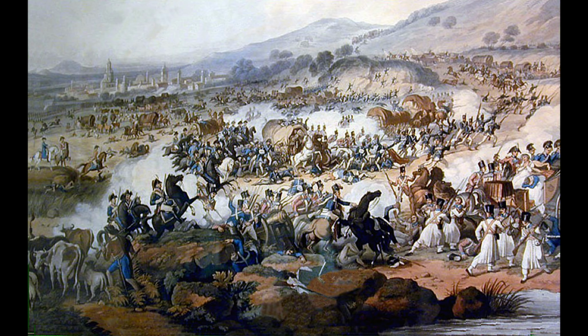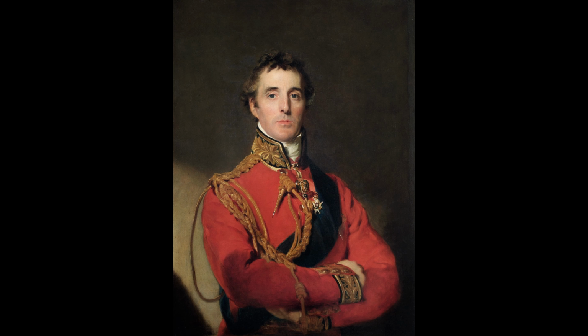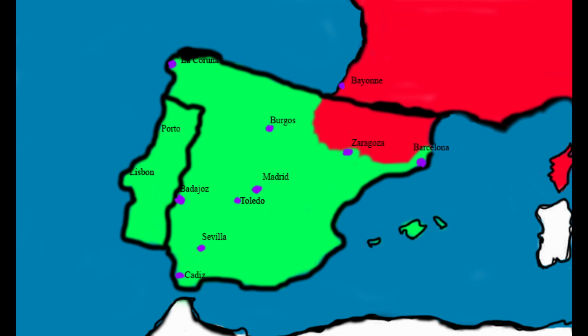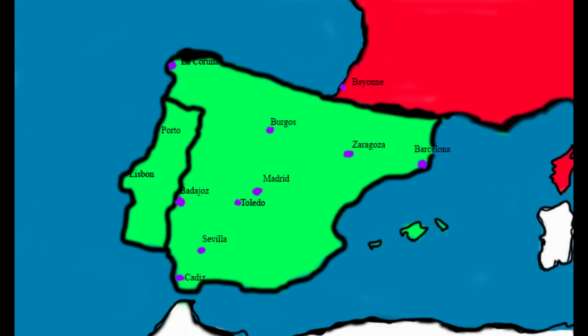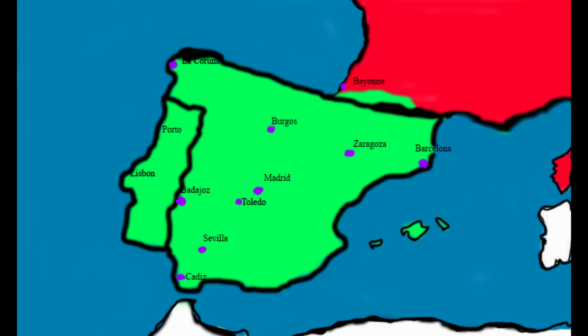The French lost at the Battle of Vittoria, and with this battle, the entire Bonapartist Spain collapsed. The Duke of Wellington captured the last parts of Spain and invaded France from the south. But this was happening at the time when Napoleon was losing, and in the year 1814 he went into exile to Elba. This is the end of Napoleon in Spain.